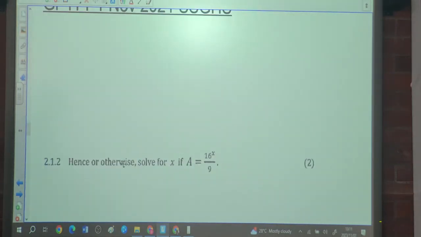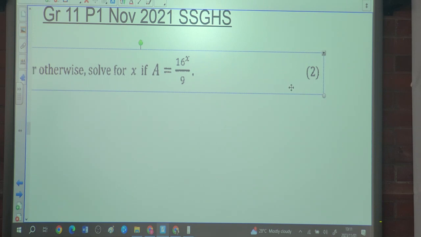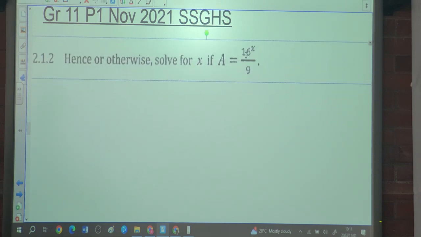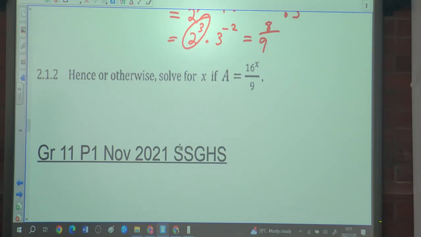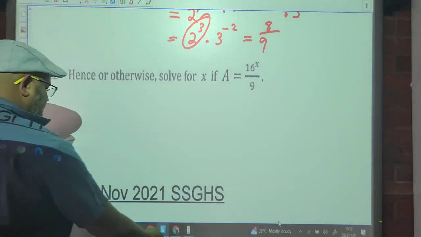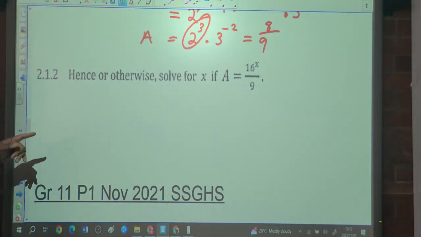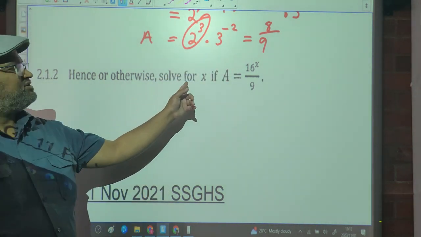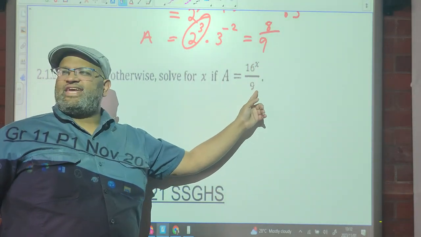Let's carry on. It says hence or otherwise. Hence means to say I was using a previous calculation, or otherwise means to say if you have another way you can do that. Okay? Remember A is 8 over 9. It says hence or otherwise solve for x if A is equal to 16 to the x over 9.